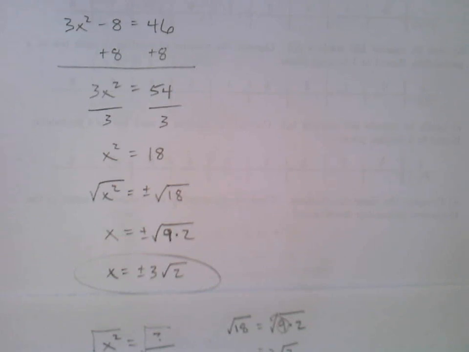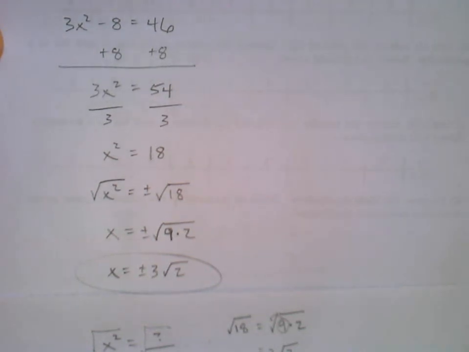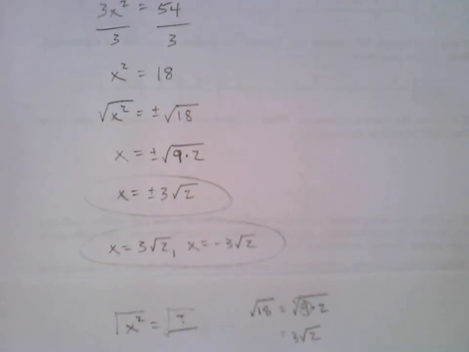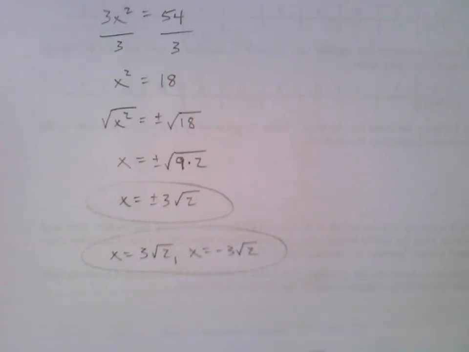Now you might choose to write those two answers separately. Nothing wrong with that. Instead of the plus or minus, you could write x equals positive 3 square root 2, x equals negative 3 square root 2. Those mean the same thing. But often, like I said before, most people, and I believe the book in their answer keys, they're just going to leave that plus or minus there in a case like this.